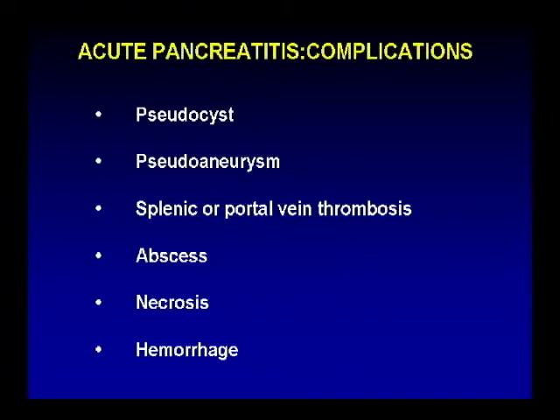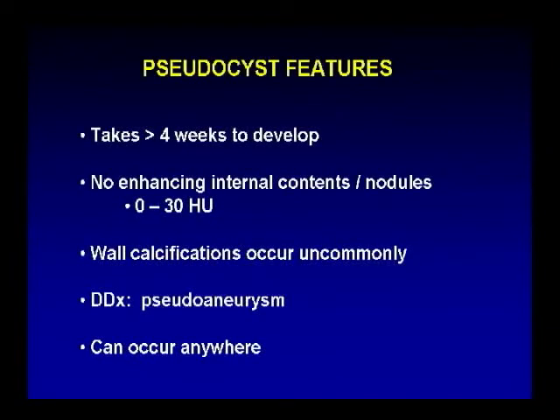Some of the complications of acute pancreatitis: pseudocyst, pseudoaneurysm, thrombosis of the splenic or portal vein, infection with abscess formation, necrosis, and hemorrhage. Some of the features of pseudocyst: as you know, it typically takes 4 weeks or more to develop a pseudocyst. There should not be any enhancing internal components, and the density ranges between 0 to 30 Hounsfield units. Rarely, you may see some wall calcifications.